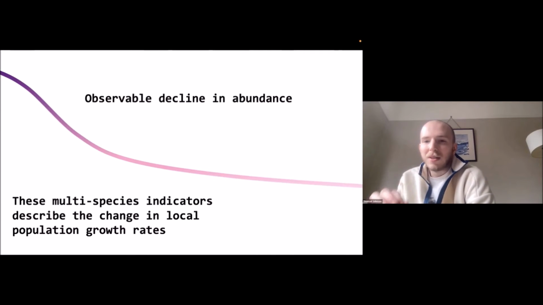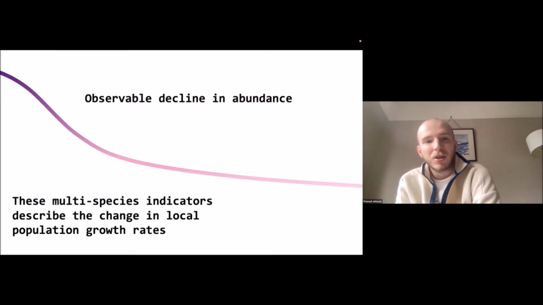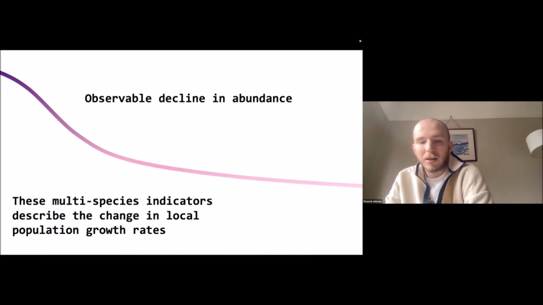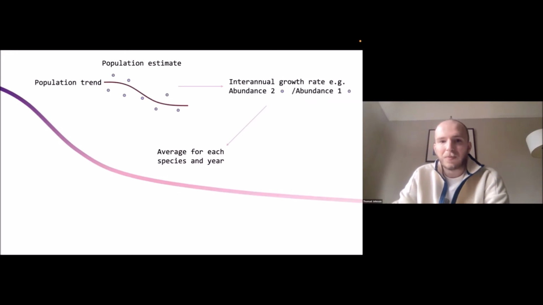These indices are actually derived slightly differently to the approach I introduced earlier. We used a mixed modeling approach in the last piece of work I was discussing. The alternative approach is something we call a decomposition approach. Let me just explain what that is. This is the approach used by most indicators, and these indicators are all focused on trying to describe the change in local population growth rates.